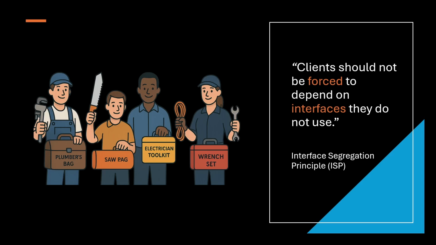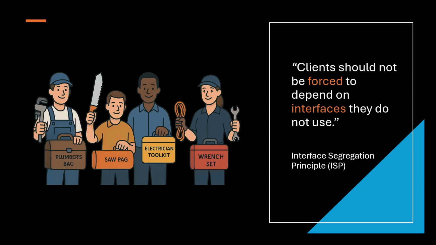Now let's bring this to life with a visual analogy. Here we see four professionals: a plumber, a carpenter, an electrician, and a mechanic. Each one is holding a toolkit designed just for their job. Think of it like an interface: IPlumber, ICarpenter, IElectrician, and IMechanic. Now notice what's missing. They are not overloaded with tools they don't need. This is exactly how we should be designing interfaces.